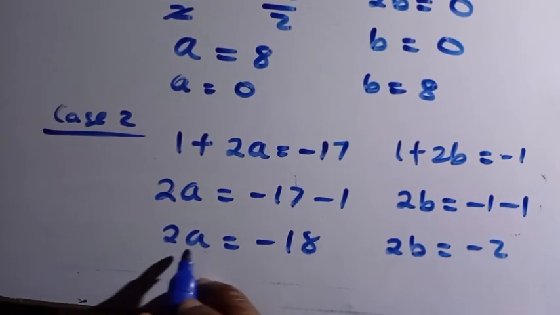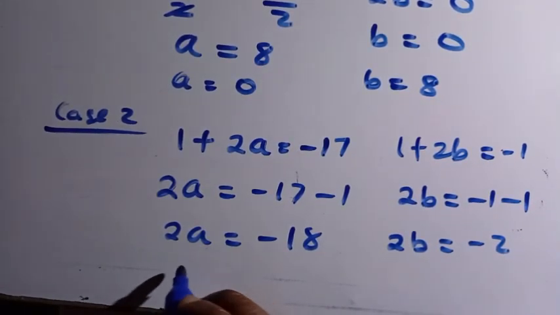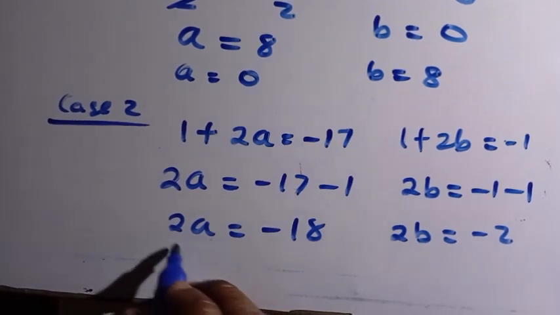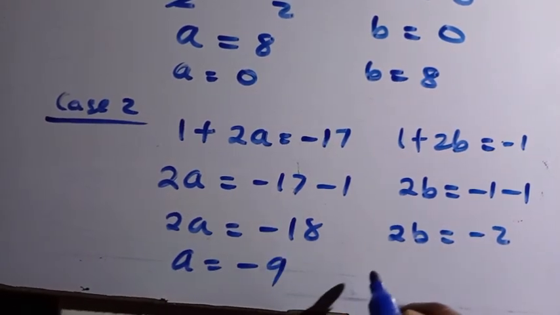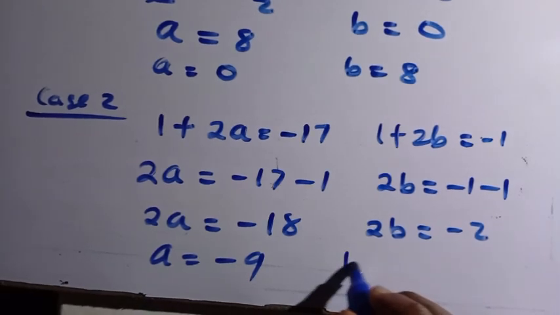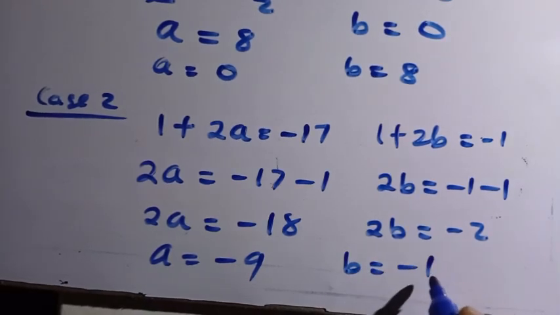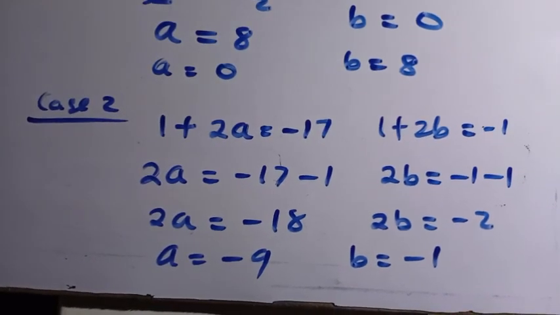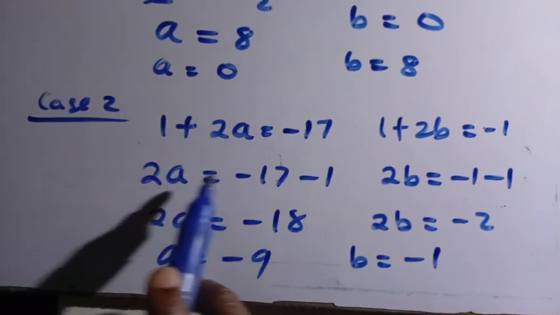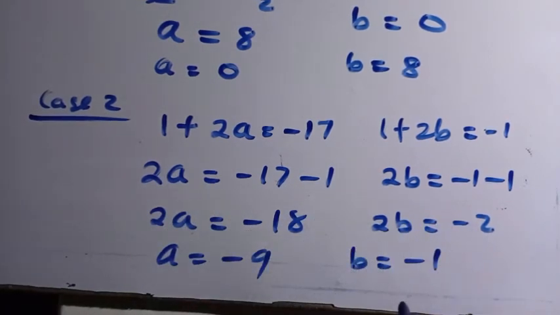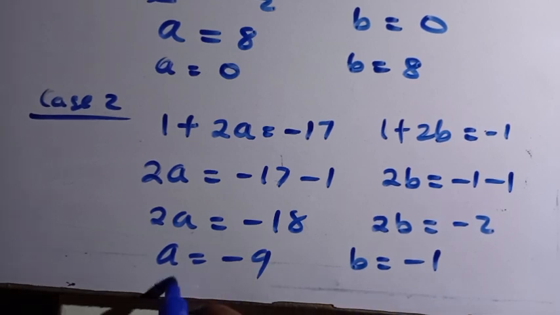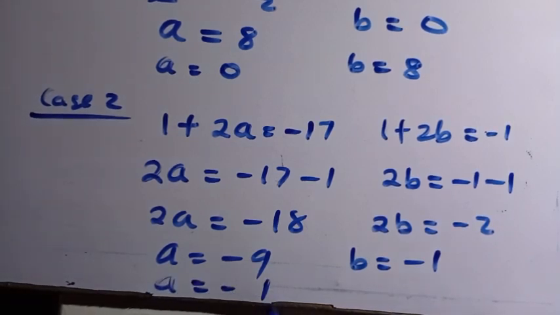So let's try and divide both sides by 2 from here. By dividing both sides by 2, we are going to have our a here equals minus 9. And when we divide both sides by 2 here, we have our b, which is minus 1. And similarly, when we consider 1 plus 2a equals minus 1 and 1 plus 2b equals minus 17, what we get here for a is minus 1, and we get b as minus 9.